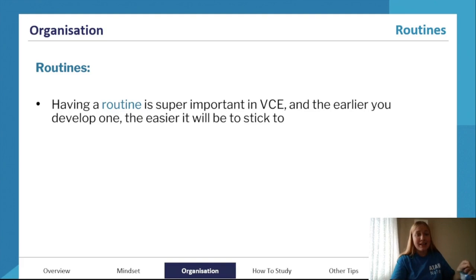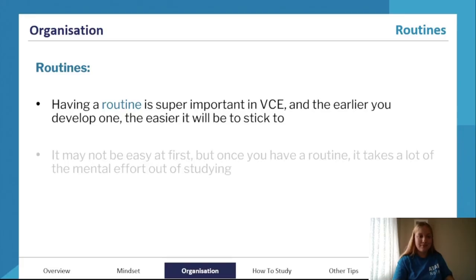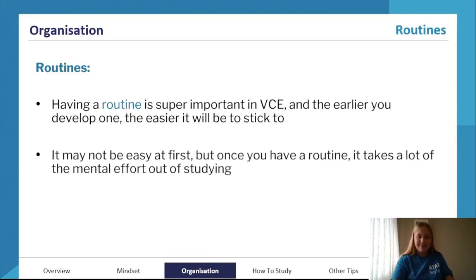Having routines is extremely important in VCE, and the earlier that you develop one, the easier it will be to stick to. So if you haven't yet, this is what this lecture is also aimed at, to help you develop those super important routines. And it's definitely not easy. It's a task that will take you a lot of time.